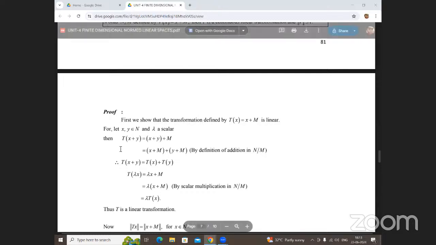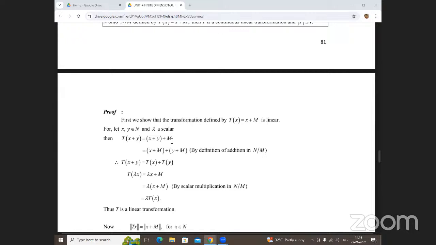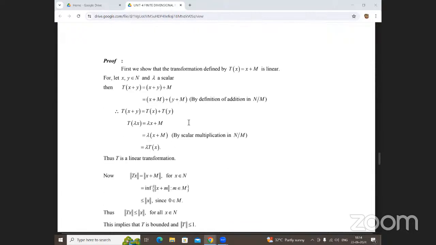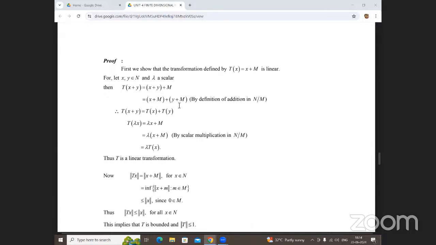According to that, T of x plus y equals, by the definition, replacing x by x plus y, x plus y plus M. This is under the coset addition. Addition of cosets means x plus M plus y plus M. That is the addition of cosets. So that is x plus y plus M. Cosets of a linear space means linear addition or vector addition. So T of x plus y equals T of x plus T of y. The first condition of linearity is verified.